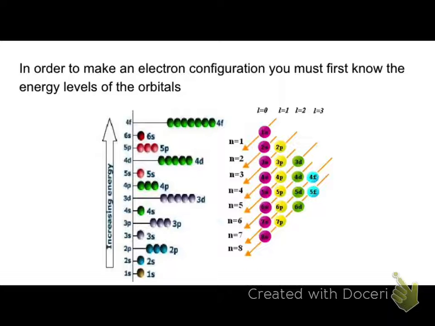If you follow the arrows from right to left on a downward diagonal, you'll see that we fill the 1s orbital, and then the 2s orbital, and then the 2p orbital, then the 3s orbital, 3p, 4s, 3d, 4p, 5s, 4d, 5p, 6s, and so on and so forth. So that is the order in which these things fill, which will be important later when we are trying to write out electron configurations. Okay? The order in which these things fill depends on the energy level that they have.